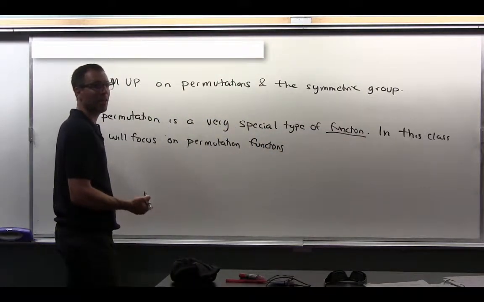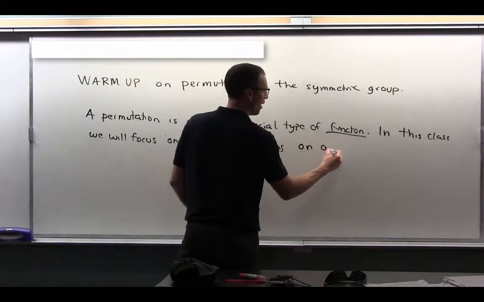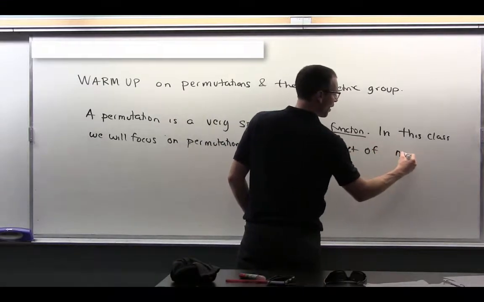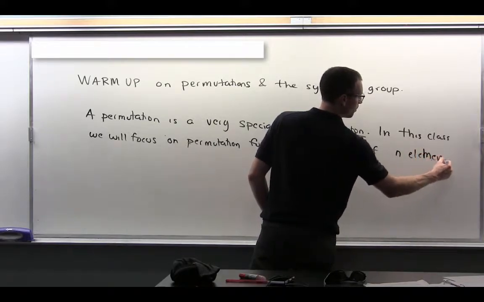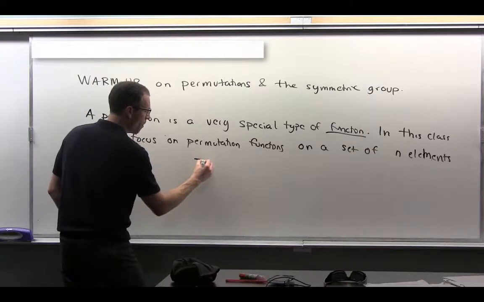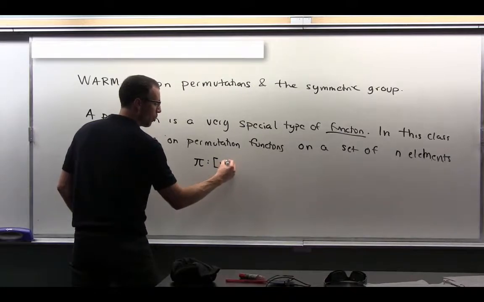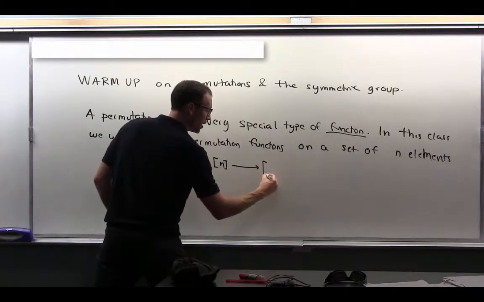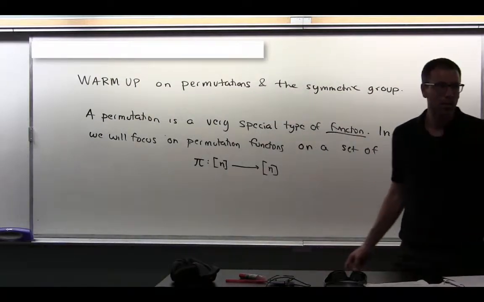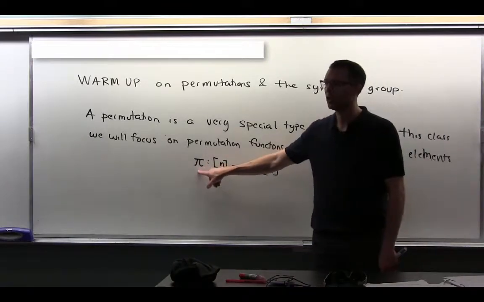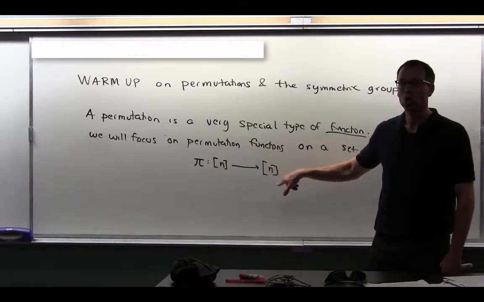Every permutation is a function. It's a special type of function. So we're going to focus on permutation functions on a set of n elements. And in particular, remember, in function notation, we're going to call permutations pi in general. The first thing to recognize about permutations, can someone use the words domain and codomain? Every permutation has a domain of the set of n elements and a codomain of the set of n elements.